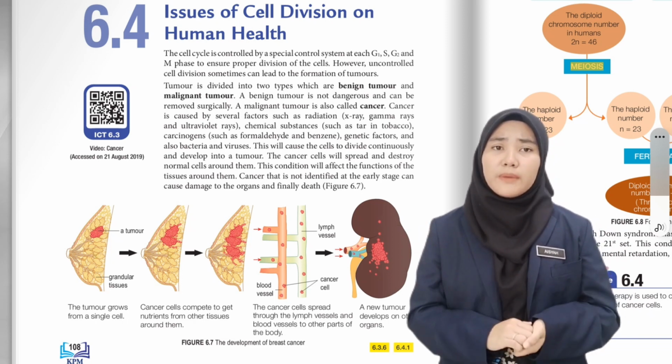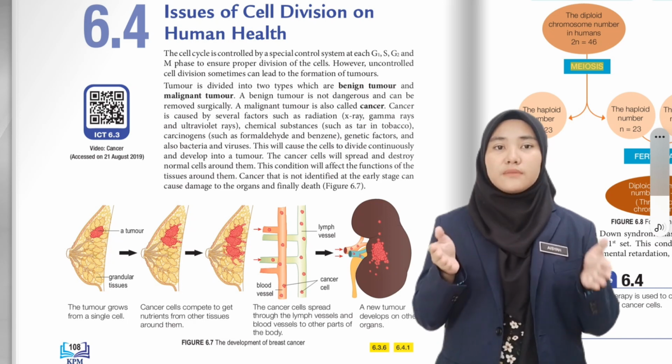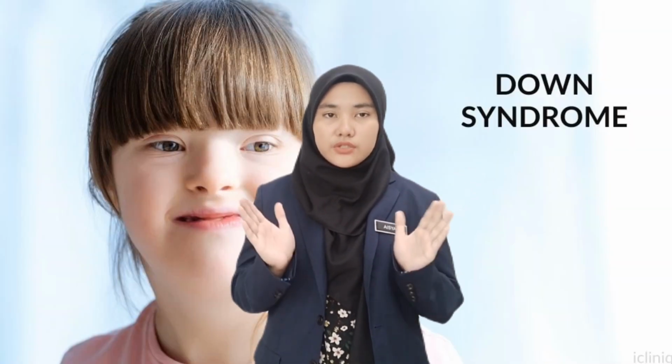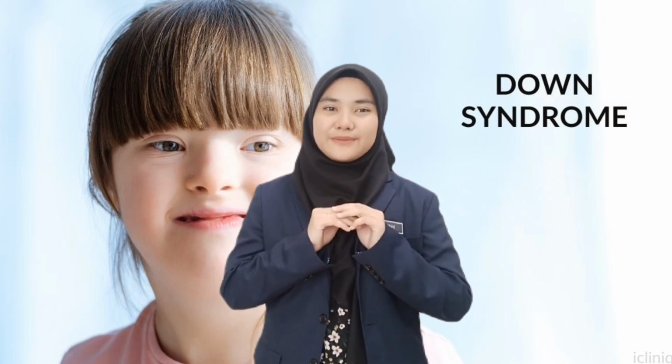Cancer that is not identified at the early stages can cause damage to the organs and finally death. For example, breast cancer. You can refer to your Form 4 Biology textbook, page 108, to see the example given, the development of breast cancer. Furthermore, any abnormality during the division of meiosis can also cause genetic diseases. I will give one example of the genetic diseases, and it is Down syndrome. Before I explain further, let's watch a short video about Down syndrome.